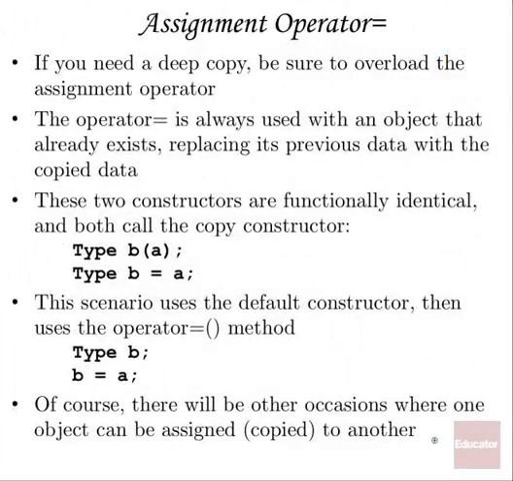So we're going to start with the assignment operator. That's probably most of the time. Anytime you're going to do a deep copy, you're going to need to do the assignment operator. So if you need a deep copy, you need to create a copy constructor that does your deep copy and overload the equal operator so that you can do an assignment and do a deep copy. It always uses an object that already exists.